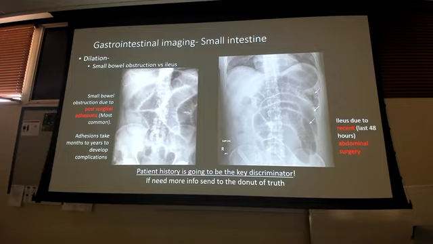Here we go. This is the one between the two. I've already said it, but now I've got another slide for you. Small bowel obstruction, post-surgical adhesions, most common. Ileus, last 48 hours after abdominal surgery. Months, days. Patient history, key discriminator. If in clinic you're unsure, don't know the truth, send them to the CT scanner. That'll be your study of choice if you're unsure, okay?